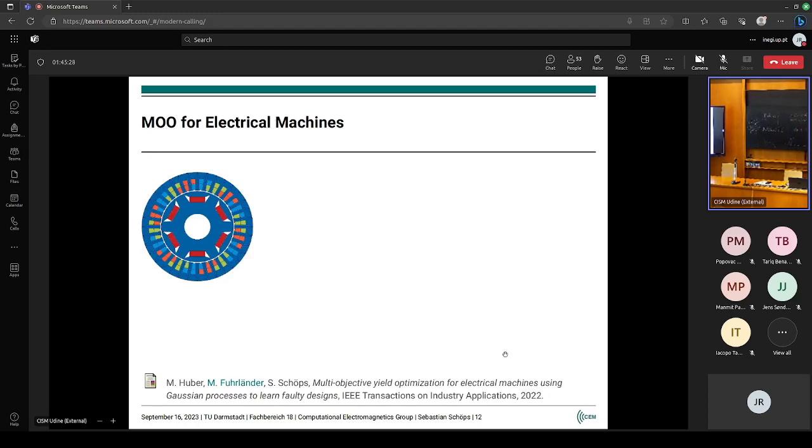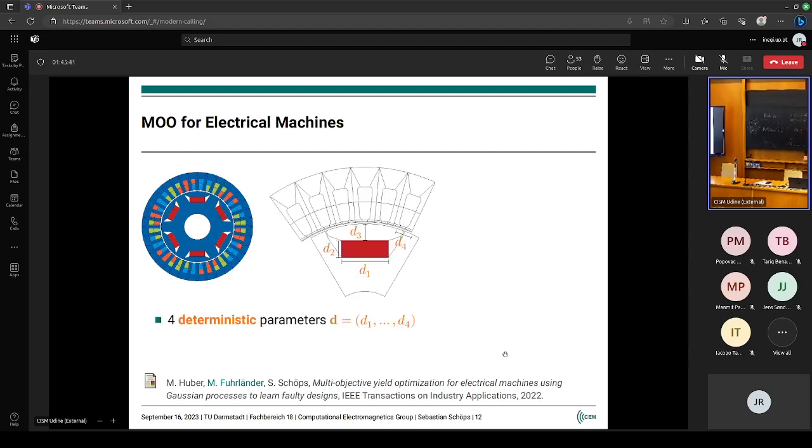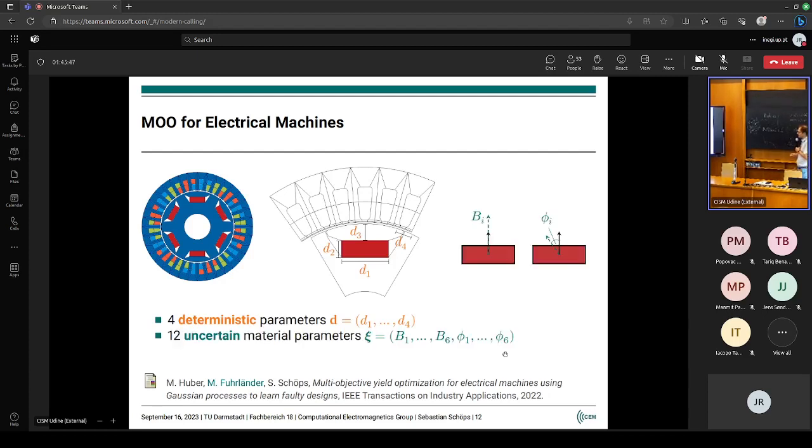All right. Then there was a second study based on this, and that really fits nicely now, the last two examples, to the main storyline I did in the beginning. That was together with a software company and the automotive industry. We did multi-objective optimization with uncertainties for an electric machine. So we had 12 uncertain parameters, but only 4 deterministic ones. So it was a rather small template.